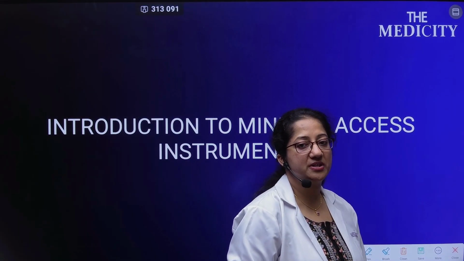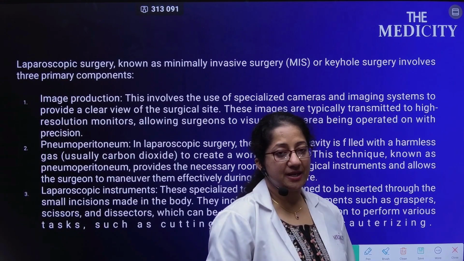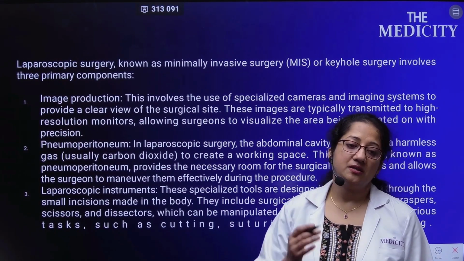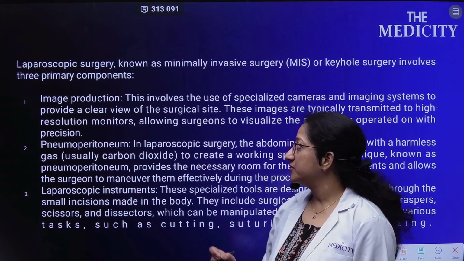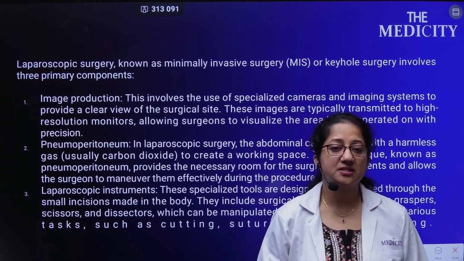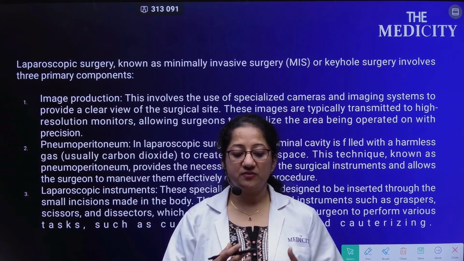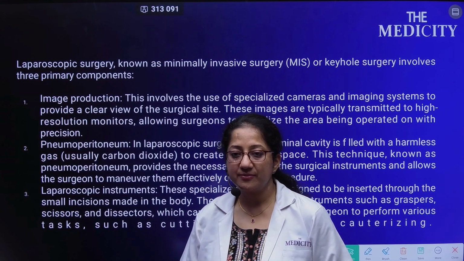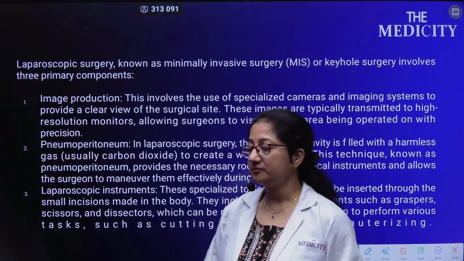So coming to minimal access surgery instruments. Laparoscopic surgery, known as minimal invasive or keyhole surgery, depends on various factors. First is image production. That is, it's important to have a good camera which gives us a clear view. So in this, we have either a 0-degree camera or a 30-degree camera.